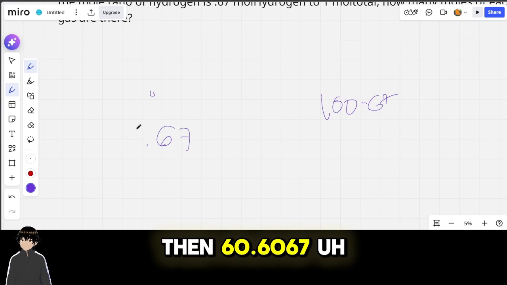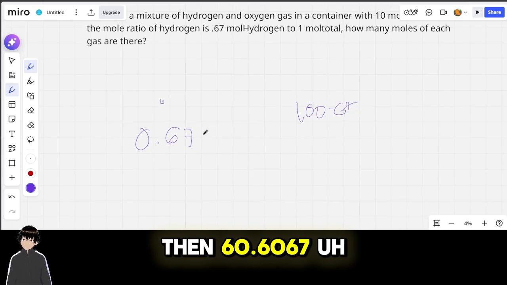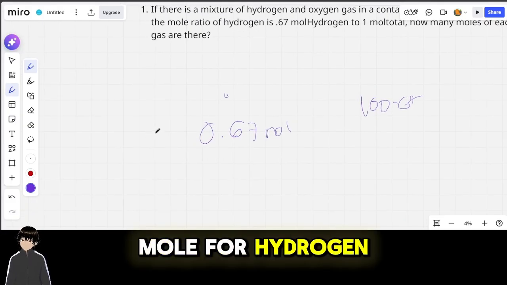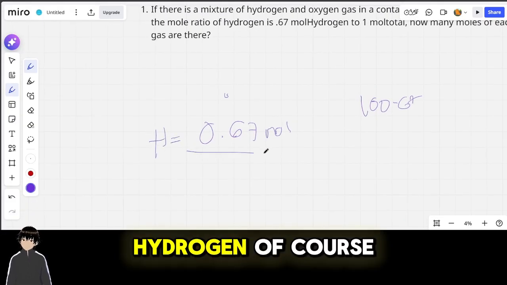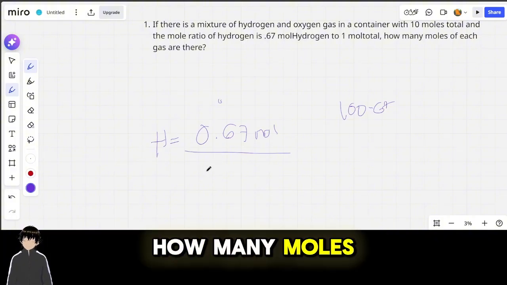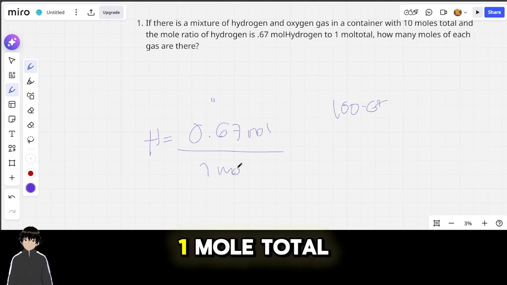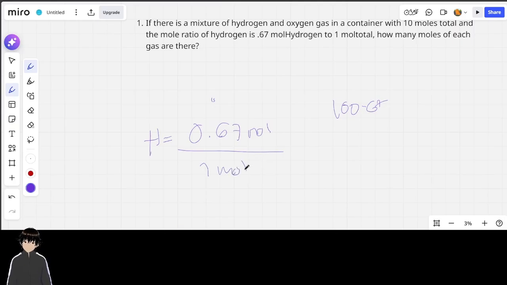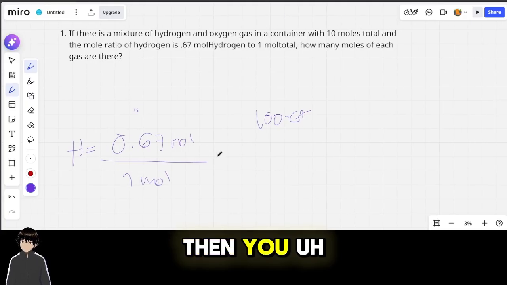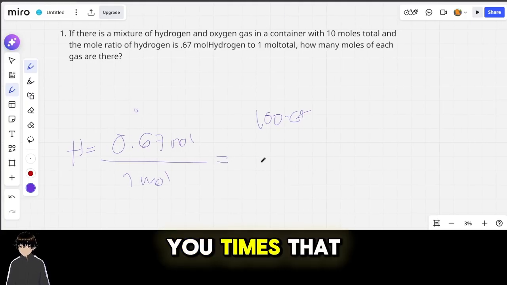So then 0.6067 mole fraction for hydrogen. So we have hydrogen goes over how many moles? 1 mole total. Then you times that. Okay.